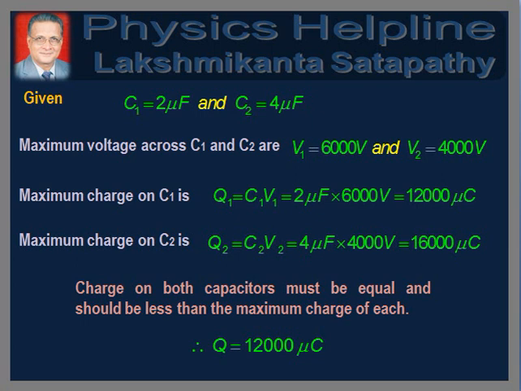Therefore, the voltage applied across the series combination should be such that the voltages across C1 and C2 should be less than or equal to their maximum values, which implies Q should be the smaller of Q1 and Q2. Therefore, Q is equal to 12,000 μC.